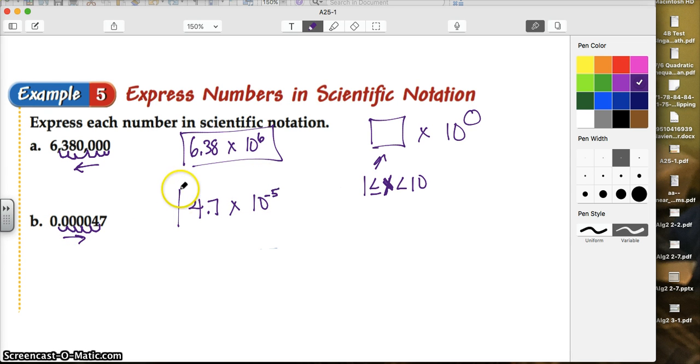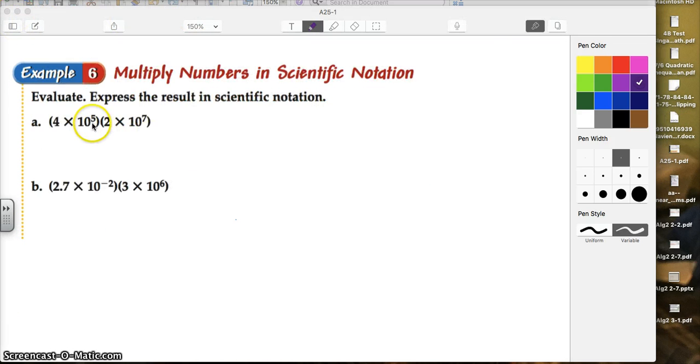Now, talk to me about this if this is really confusing. Why is it negative and positive? I'm assuming that you've seen it before. If you haven't, that's okay. We can talk about it and make it plain. But basically, these two examples are pretty much what you need to know about changing a standard number into scientific notation. Here in example 6, we're going to be multiplying numbers in scientific notation.